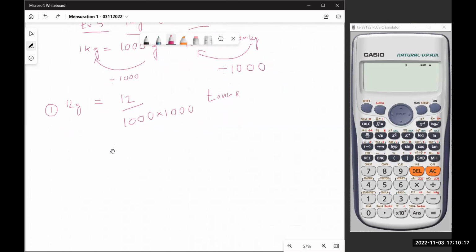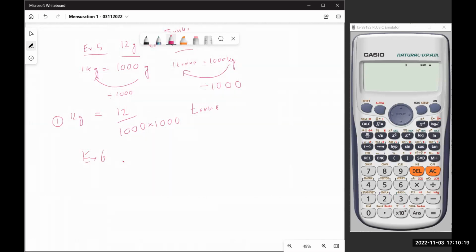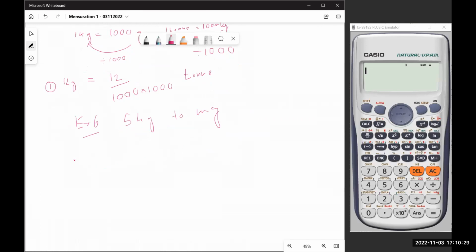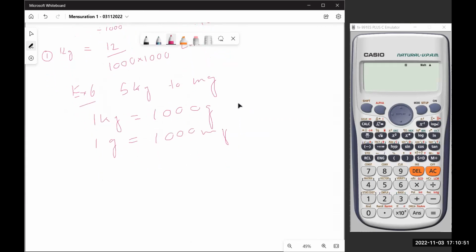Let's try a question like this. What about, let's say, 5 kg to mg? How do I solve it? Give me the rules quick. 1 kg equals 1000 g, and 1 g equals 1000 mg. These are the rules I have.